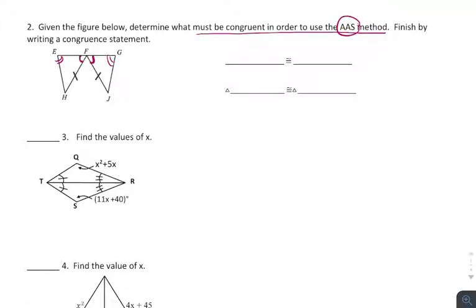So naming with 3 letters, we're going to have angle HEF. If you have it backwards, FEH, that's okay too. And then it's got to be congruent to JGF. Again, if you have it opposite with FGJ, that is okay. Then the last thing is just doing the congruency statement.